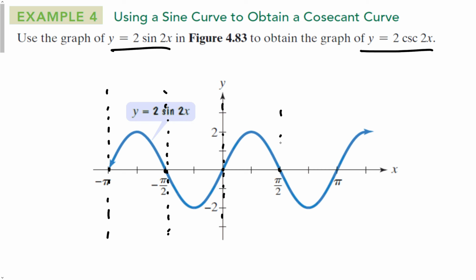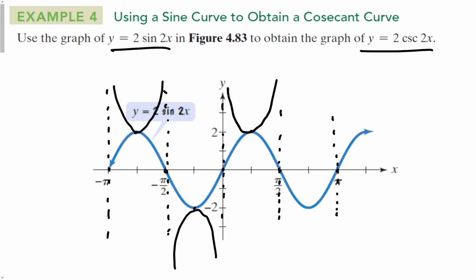Asymptote here and here. That's a maximum, and now I make my curve. That's a minimum, and now I make my curve. It goes in between the 2 asymptotes. Don't cross the asymptotes. Don't cross the sine function. It only hits at one spot. And then we go back this way.